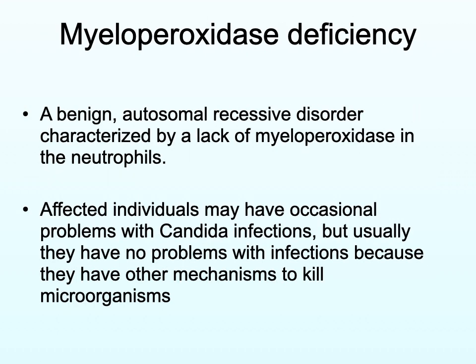Next one is myeloperoxidase deficiency. It's a benign autosomal recessive disorder characterized by a lack of myeloperoxidase in the neutrophils. Affected individuals may have occasional problems with Candida infections, but usually they have no problems with infections because they have other mechanisms to kill microorganisms.